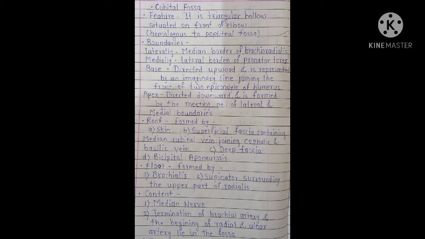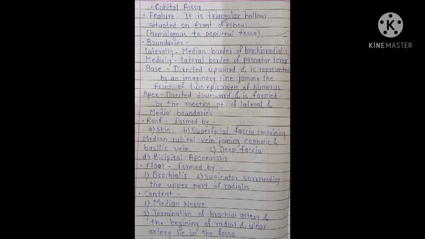The features of the cubital fossa are: it is a triangular hollow situated on the front of the elbow, and the cubital fossa is homologous to the popliteal fossa, which is present posterior to the knee joint. The boundaries of the cubital fossa are: laterally it is bounded by the medial border of the brachioradialis, medially it is bounded by the lateral border of the pronator teres.